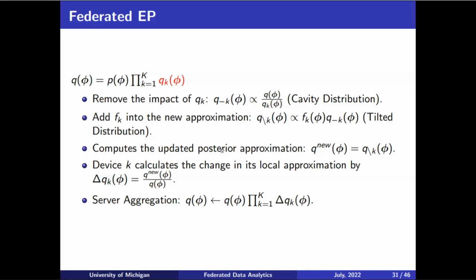Afterwards, it computes the updated posterior approximation, which simply sets Q nu equal to the tilted distribution. Then device K calculates the change in the local approximation by taking the ratio of Q nu over the old approximation Q phi to obtain delta Qk. Then all the devices send delta Qk back to the central server. The central server then aggregates those changes in the Qk by taking the product of all the Qk.